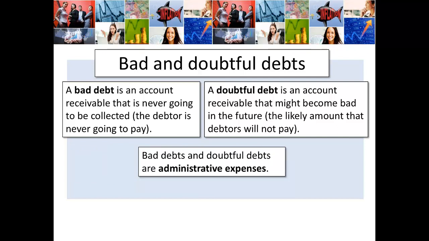Now, bad debts and doubtful debts are administrative expenses. So remember that. Bad debts, doubtful debts, administrative expenses. Classified as AE as you work your way through.